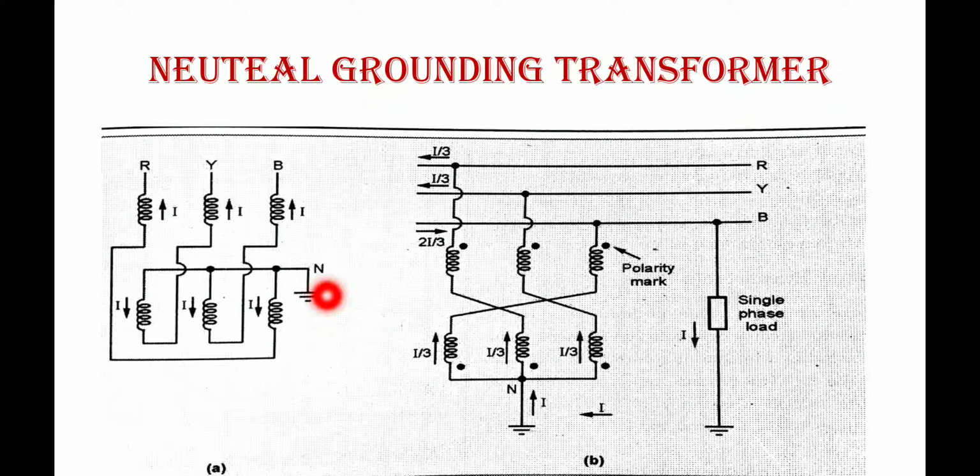See here. The transformer we are going to use here is a core type transformer. It has three limbs and is built in the same fashion as the power transformer. Each limb of this transformer has two identical windings. These two identical windings are wound differentially.